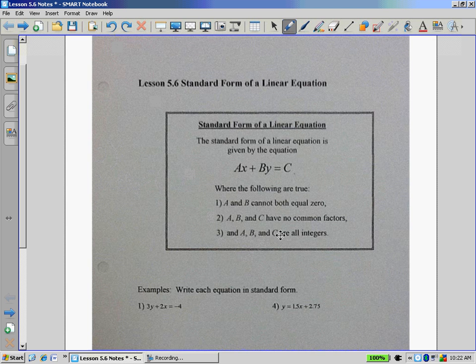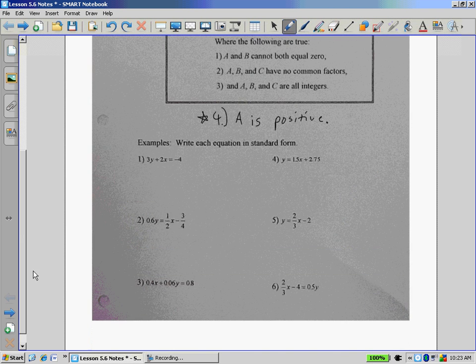Okay, and A, B, and C must all be integers. Now, I'll throw in another one. This depends on where you are on different people's opinions, but we're going to say that A is positive. We're going to try to make sure that we have the leading coefficient, which is A, to be positive. All right, now let's write these in standard form.